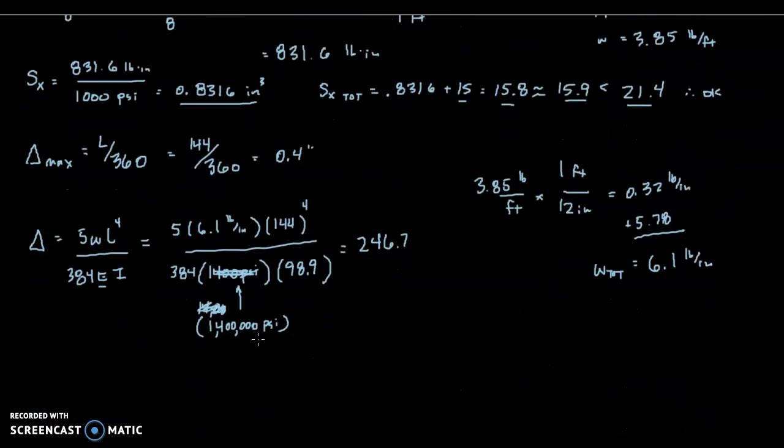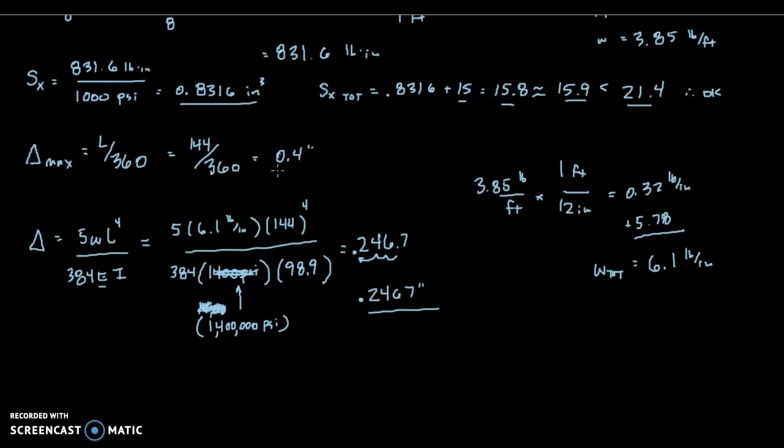And I always encourage people to think about their answers. Think, does that make sense? Does it make sense that this beam, which has adequate strength with respect to bending stress, would deflect in the middle 246.7 inches? No, of course not. That doesn't make any sense at all. It should be 1, 2, 3, move that decimal place over because I was off by a factor of 1,000. 0.2467 inches is the actual deflection.